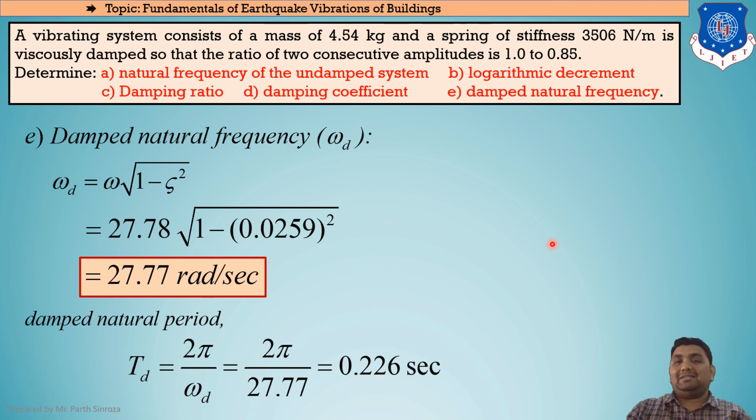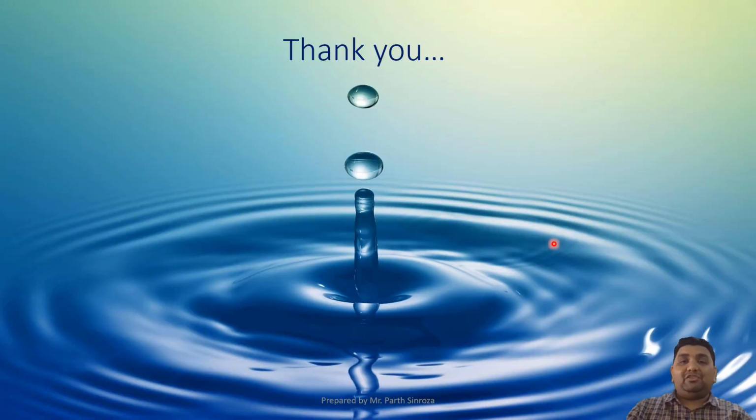So this was our first numerical. It is generally asked in 7 marker questions in your GTU examination. So do go through it again. And in the next session, we will be seeing many more numericals pertaining to our free damped system. Thank you.